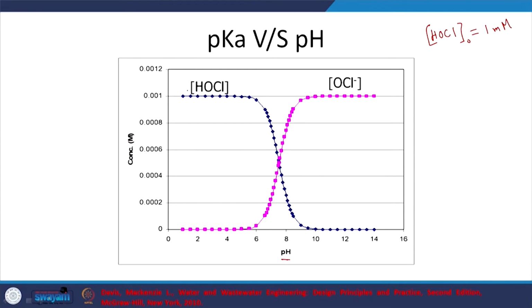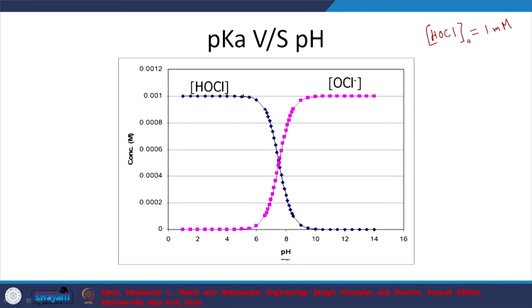Okay, what do we see? We see that most of it is as HOCl itself and little OCl minus. And if I start increasing the pH by adding any base, let us say OH minus, what is going to happen? Until it reaches a particular pH, which is around 5.5, there is not going to be much change in HOCl, everything is going to stay as HOCl.